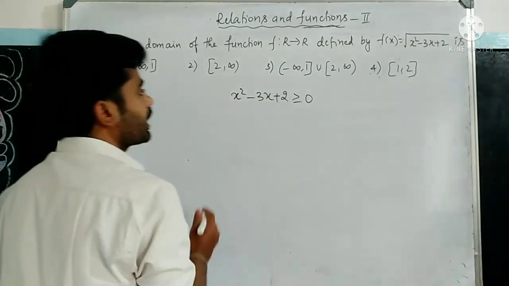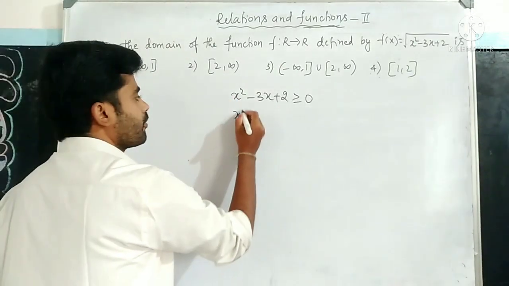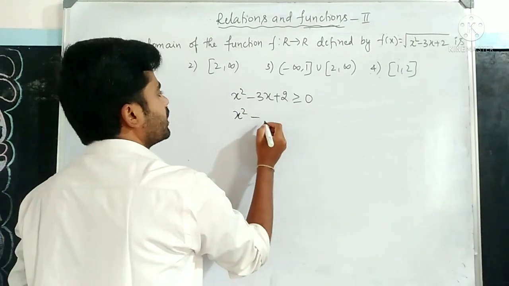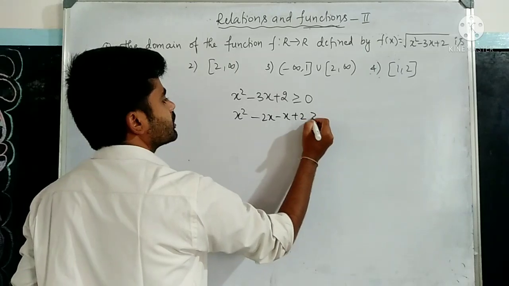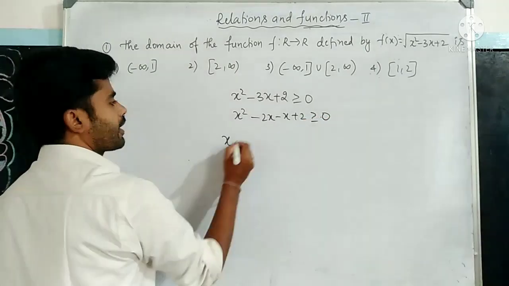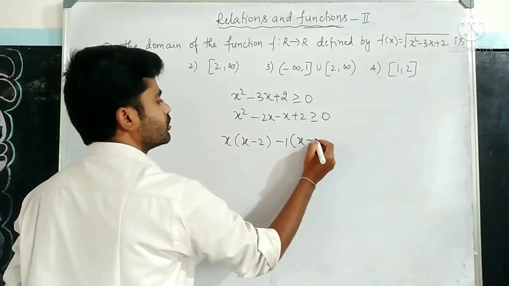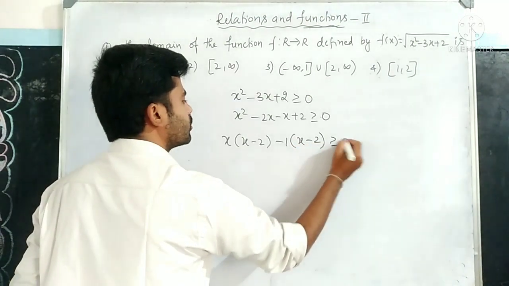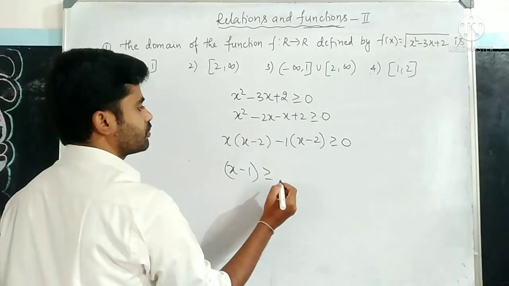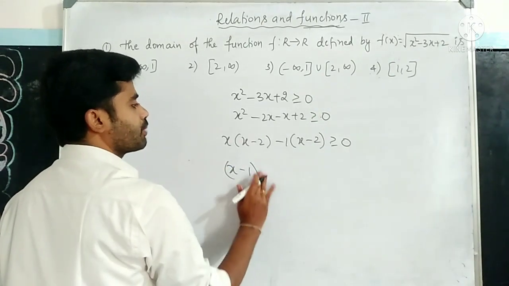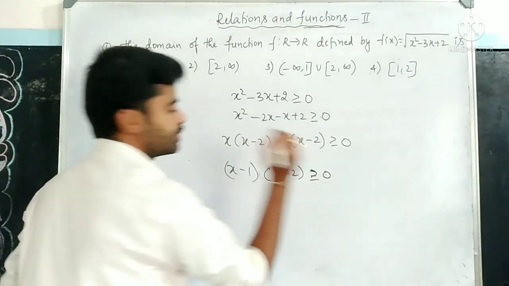If you take the factors, what will you get? x square minus 2x minus x plus 2 is greater than or equal to 0. Then x minus 2, taking minus 1 common, x minus 2 greater than or equal to 0, then x minus 1 is greater than 0. So x minus 1 and x minus 2 is greater than or equal to 0.